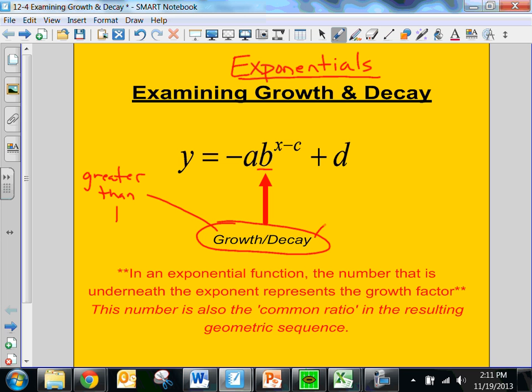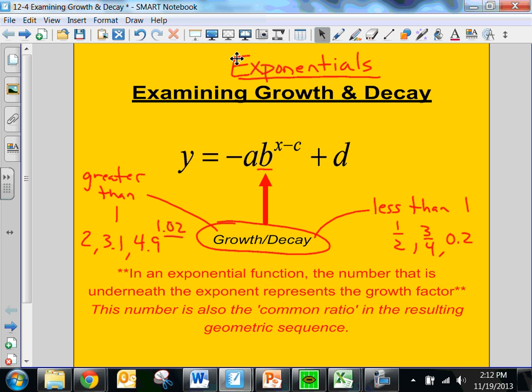And if it's decay, then it's less than 1. So that would be 1/2, 3/4, 0.2, anything like that. Over here it will be 2, 3.1, 4.9, anything like that. Okay, it might also be 1.02, something like that. Barely over 1, but that's still a growth function. Okay, it's an exponential function.